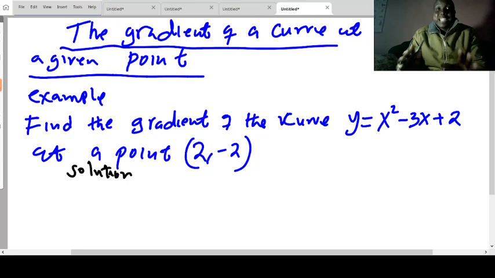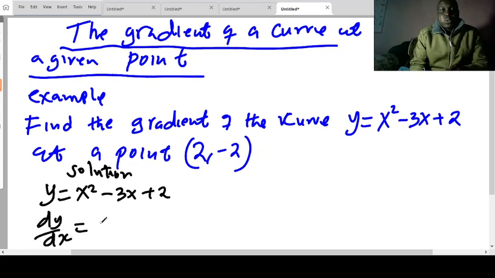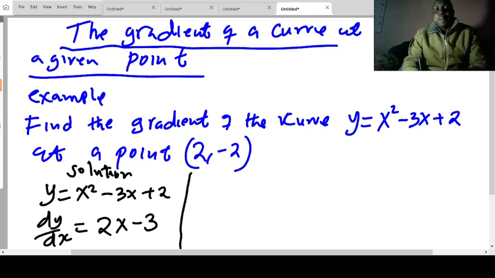Hivyo tunataka gradient. Rule number 1, get the gradient function. So let us start by getting the gradient function. The gradient function you differentiate. So our y is equal to x squared minus 3x plus 2. Therefore, dy over dx, and that is the gradient function, will be 2x minus 3. Hii 2 ya mwisho ni 0 because haina x. So our gradient function is 2x minus 3.